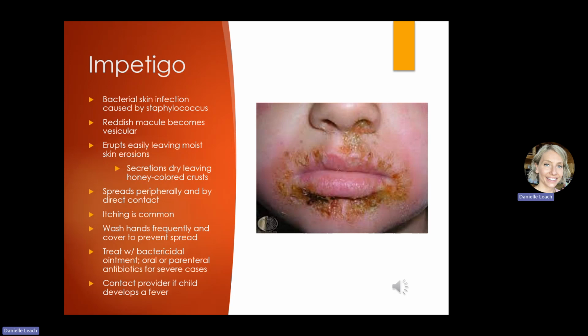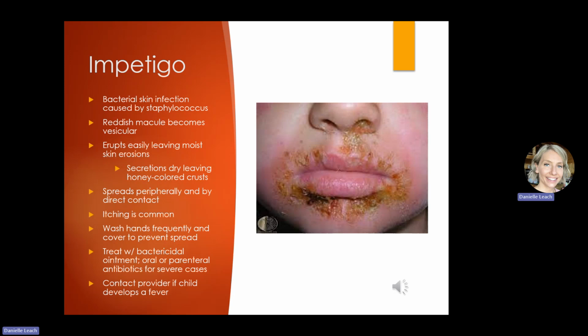It doesn't have to be on the face, like in this photo. It can really be anywhere. It spreads peripherally and by direct contact. It can be very itchy. So we want to recommend that they are washing hands frequently and try to cover the rash if possible to prevent spread to others.